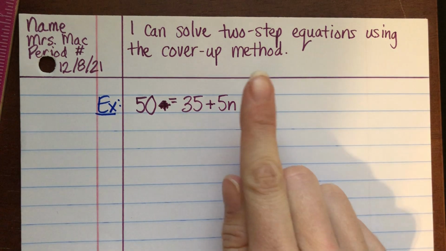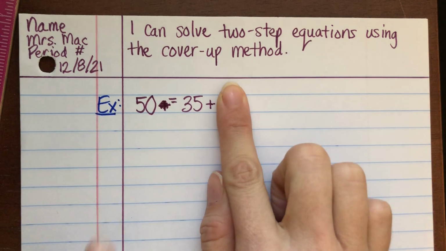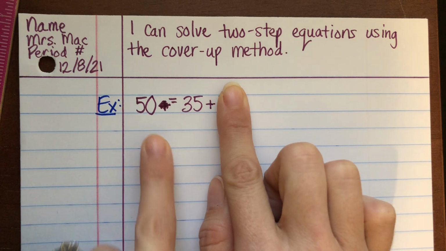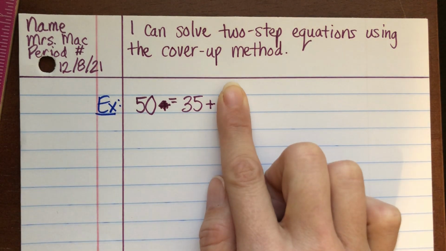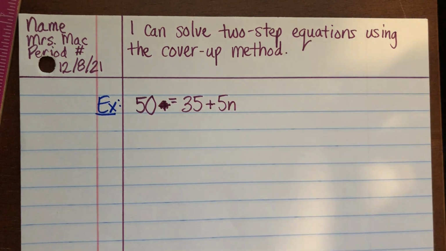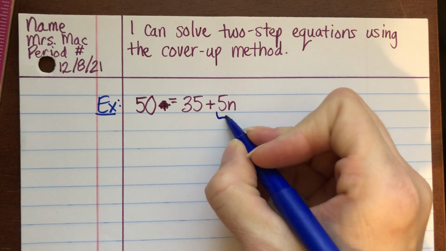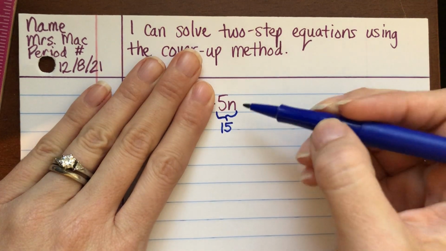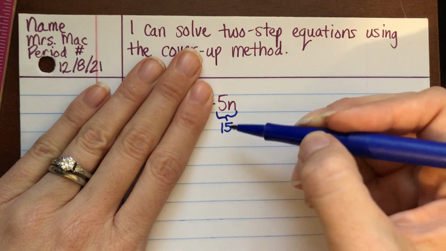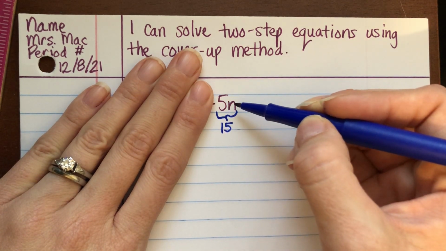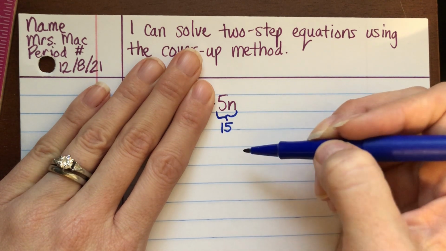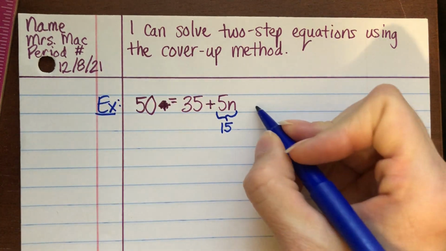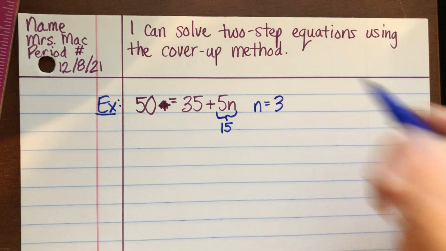This is how the cover-up method works. I cover up the part that has the variable, and I'm going to use logic. I'm going to say, what would I add to 35 to get 50? And you guys have good number sense, so you're probably thinking, well, that's going to be 15. So that means this right here is 15. Now let's cover up the rest of it. What does n have to be so that this right here, 5 times n, is 15? And again, you're probably already there. n has to equal 3.